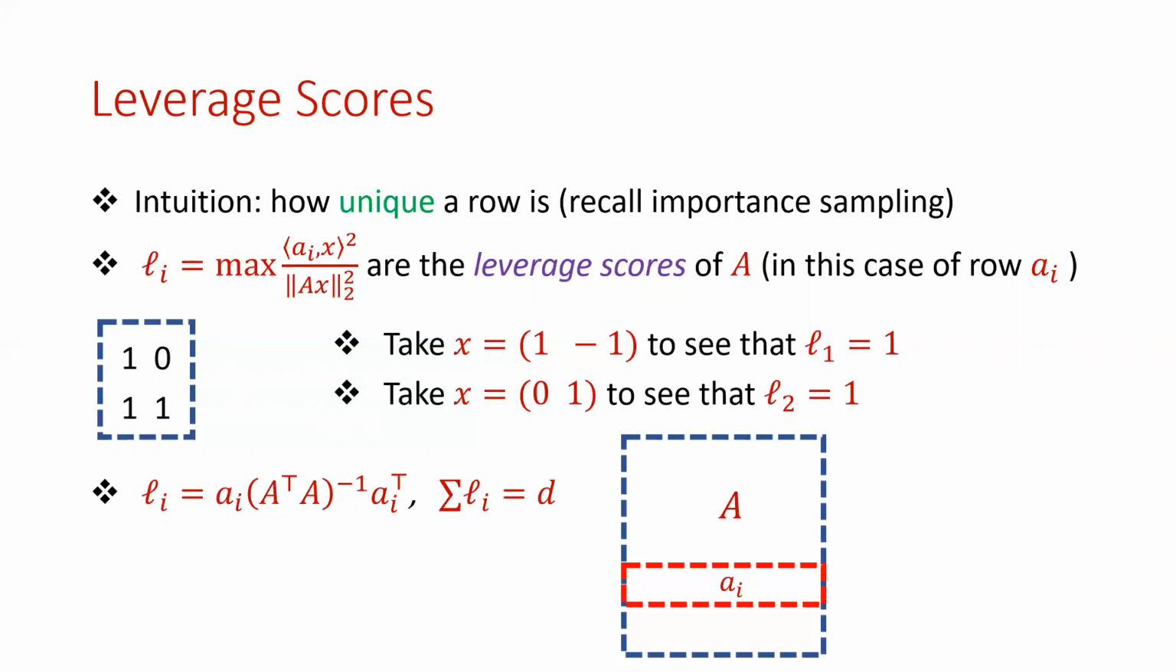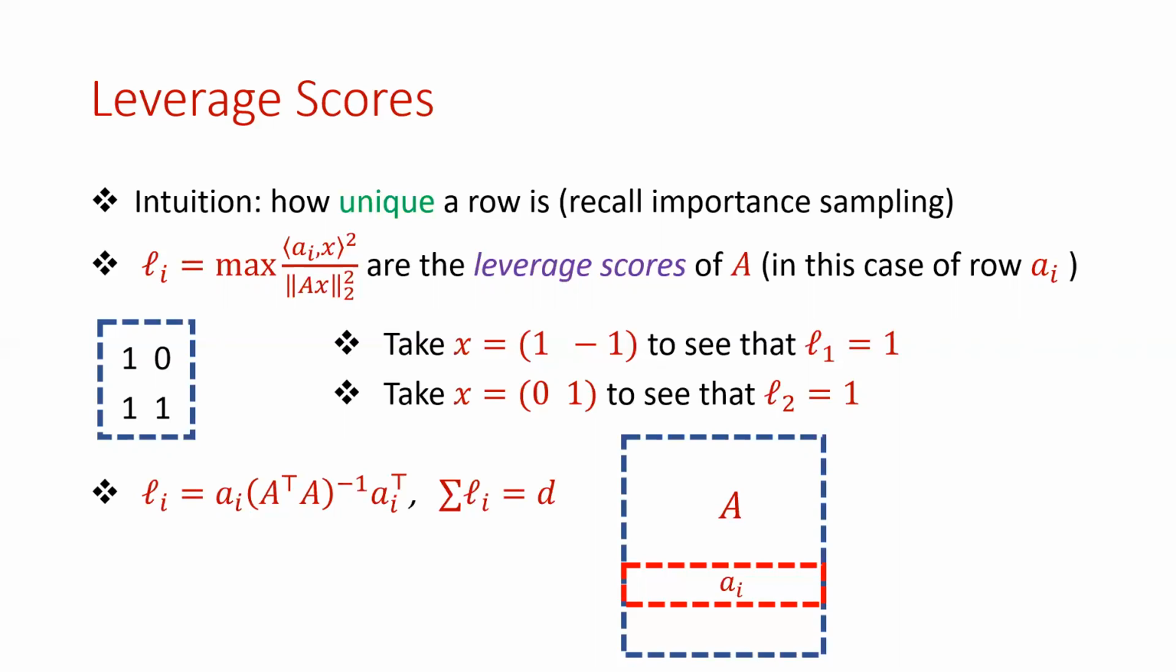Now, if we take A to be the matrix 1, 0, 1, 1, then we can compute the leverage scores of each row in this matrix. So if we take X to be the vector 1, negative 1, then we see that the first row has leverage score 1. If we take X to be the vector 0, 1, then we see that the second row also has leverage score 1. So this indicates that each of the rows are maximally important. And this makes sense because each of the rows point in different directions. So to get a good sketch of A, it seems like we do need both of these rows.